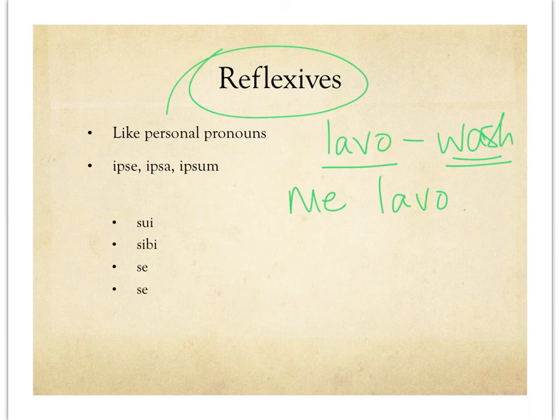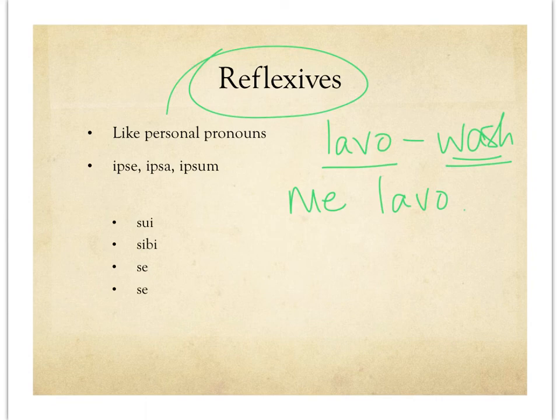Reflexives really only occur in the genitive, dative, accusative, and ablative. You don't really have nominatives for reflexives because you yourself are the one doing the action, so you don't need to say ego me lavo. That doesn't really make sense. You just say me lavo.